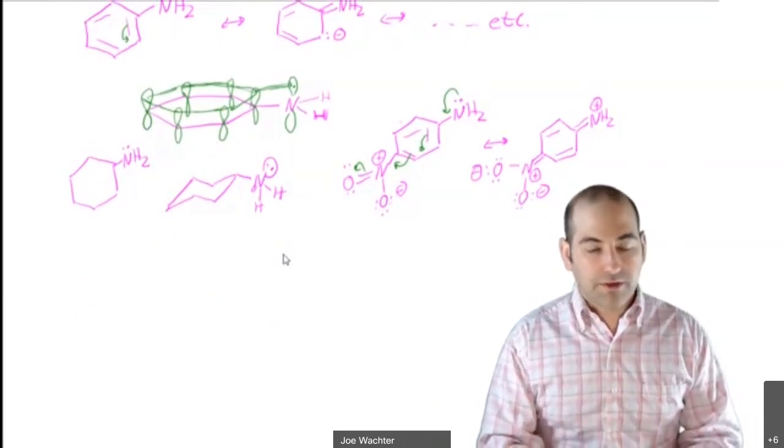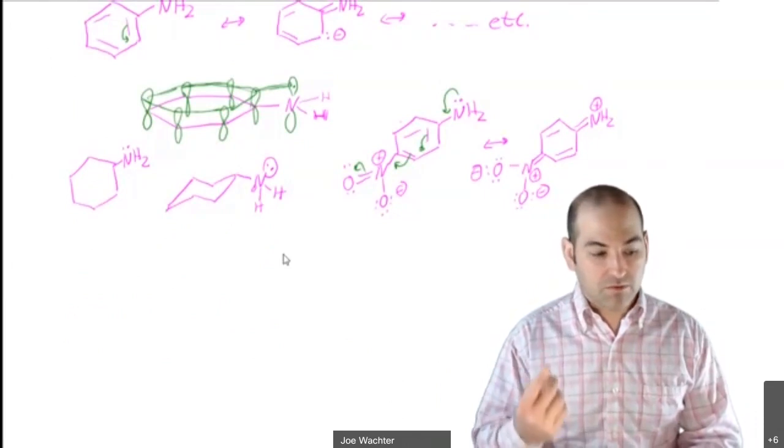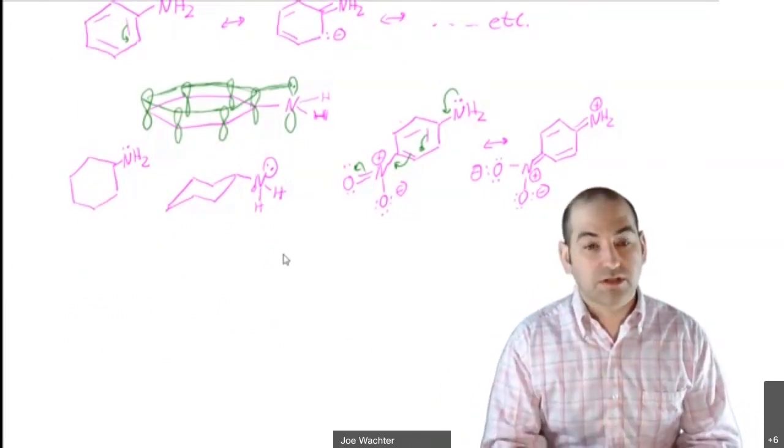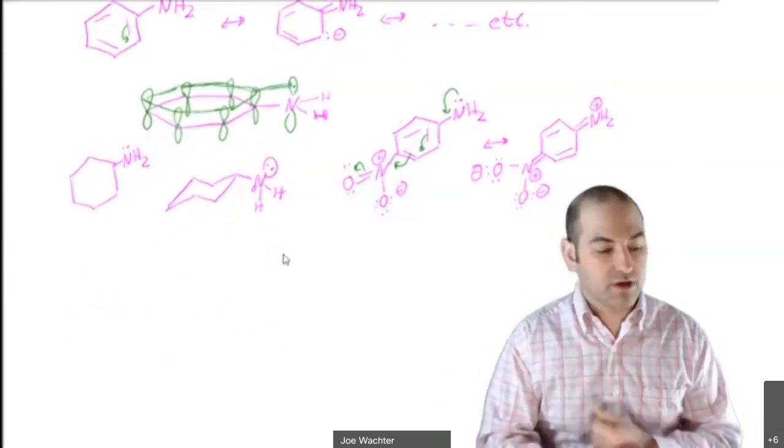So when we're thinking about basicity of amines, we want to look at resonance and induction, the same kinds of effects we looked at with alcohols and phenols.